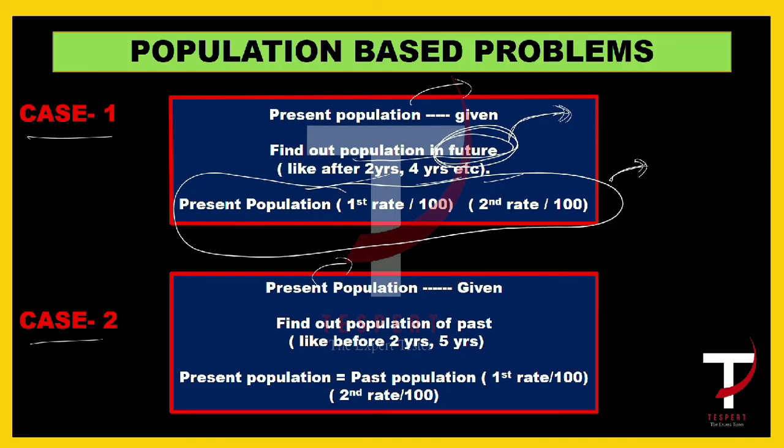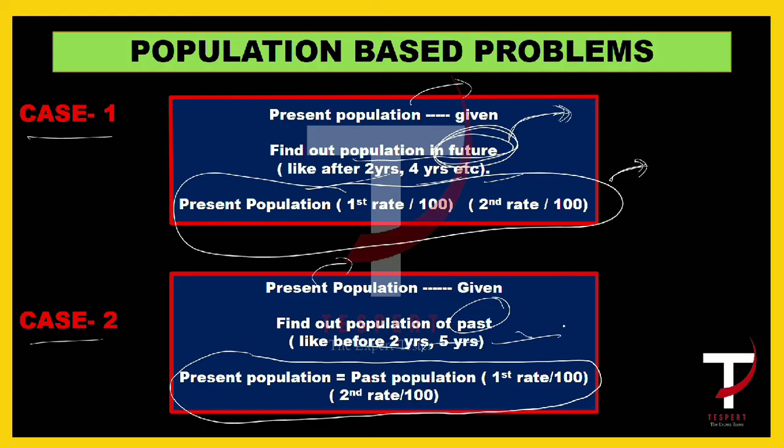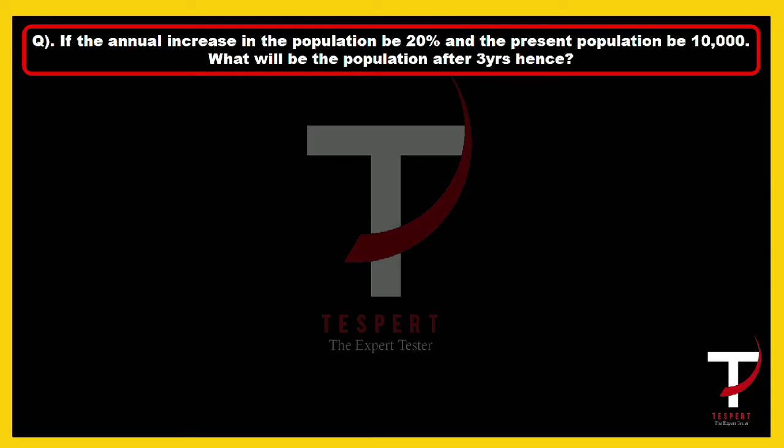We will solve in a much quicker way if we understand the whole concept. So we will get back to this formula after starting some questions. In case 2, we are asked to find out the population of the past, not the future, like what the population was before 2 years, before 5 years, before 6 years. So please remember this. I will get back to the application of this formula. So we'll solve this, and you will get a clear idea how to solve these population based problems.